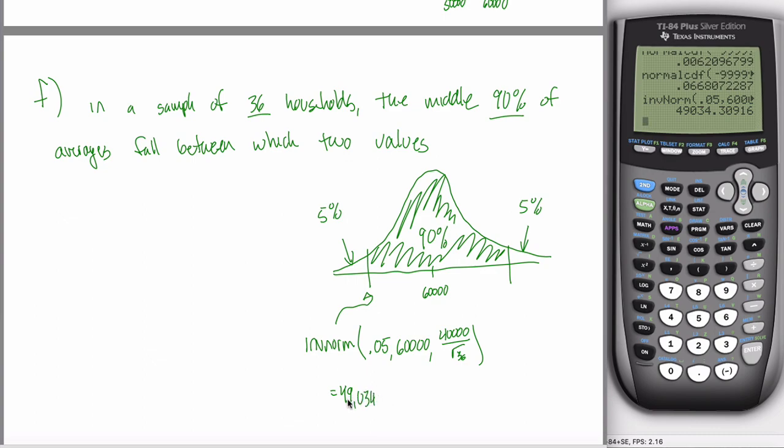Say it said round to the nearest dollar. Fine, that's your answer then. Wait, so that's my answer and I'm done? No, that's your answer for this number. But the question says which two values. You got to find this number as well.